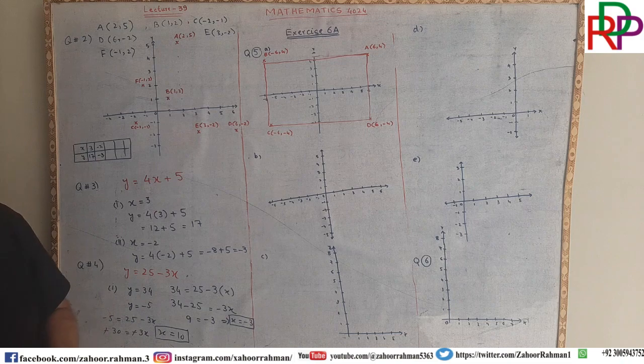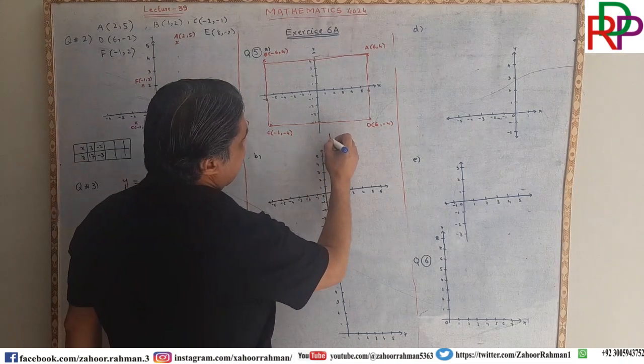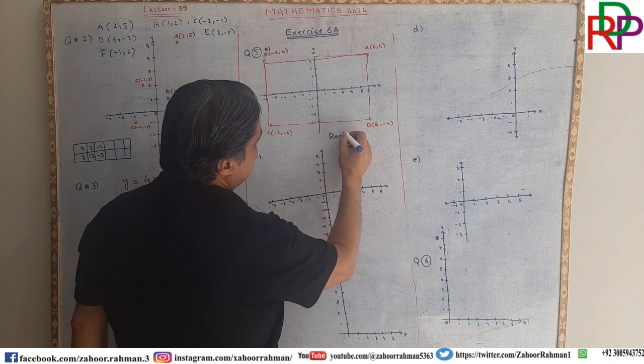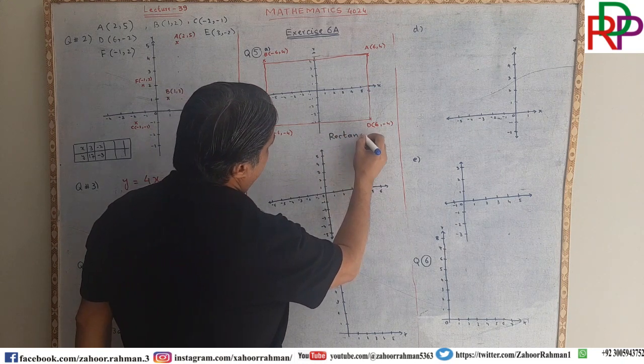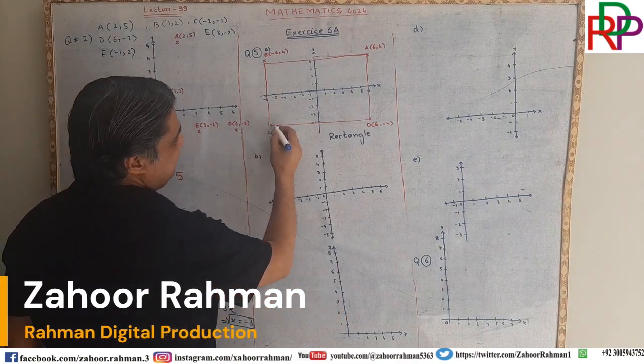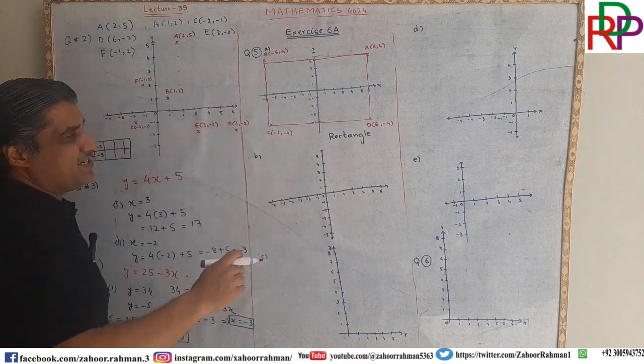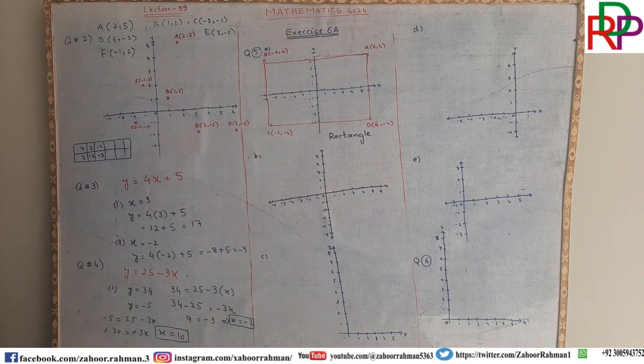The shape is a rectangle. I am writing that the shape we are getting from these points. They are saying that straight line joining, not like this. It is a straight line. So it is like this.